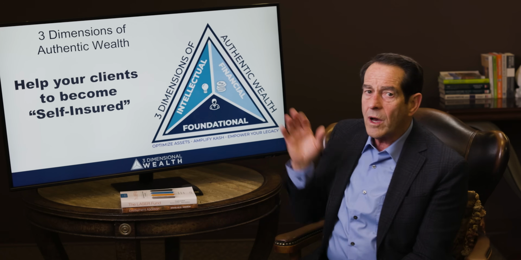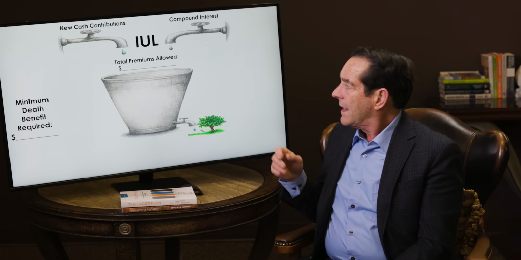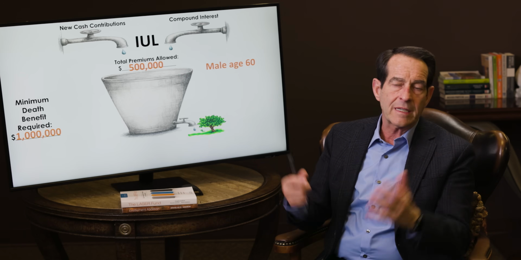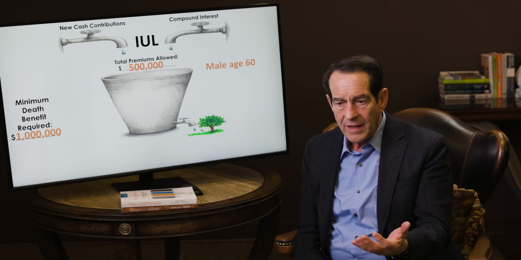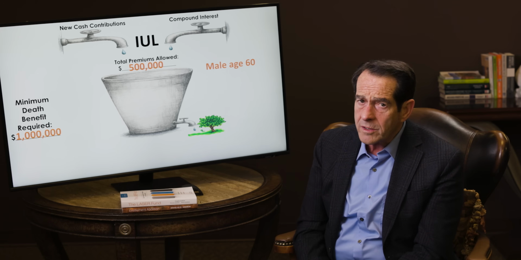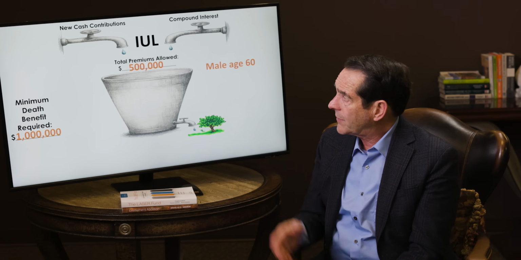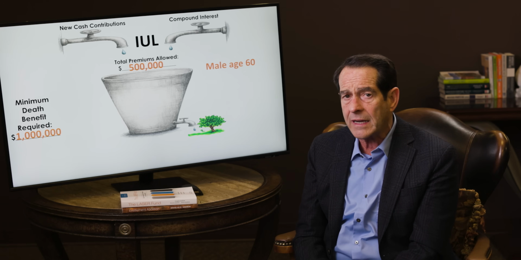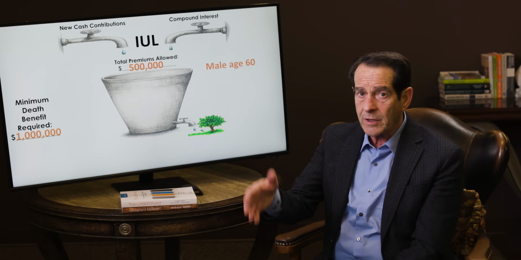So we're wanting them to become self-insured. Watch how this works. If I have a 60-year-old male in decent health who wants to reposition $500,000 as fast as he can, he can't put it in all at once and have it be tax-free when he goes to access money. If he did put it in all at once, he violates TAMRA and would create a MEC, a modified endowment contract. He wants it for living tax-free income.